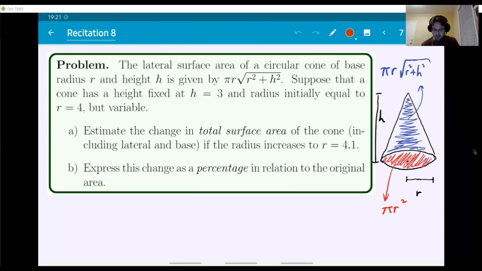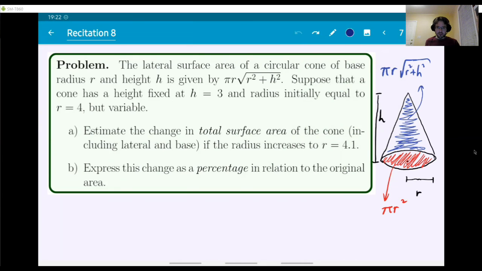So in this problem, we have a cone. It may seem like a related rates problem because it has lots of words in it, but we know it's not because they say estimate the change. They're not saying calculate something, it's estimate. So it is linear approximation. So the problem is, basically we're going to have a cone where one of the dimensions is changing, and we are talking about the total surface area of the cone, both the base and the lateral.